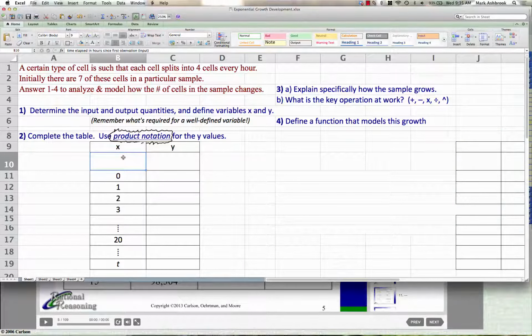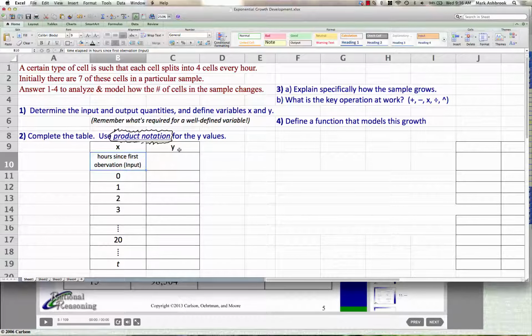Good definition of x. John? The number of hours elapsed since the first cells split. Number of hours elapsed since the initial number of cells. Yeah, it's good. I said there are different ways to say it, but you just need to have the reference point. Okay, so I said since the first observation.